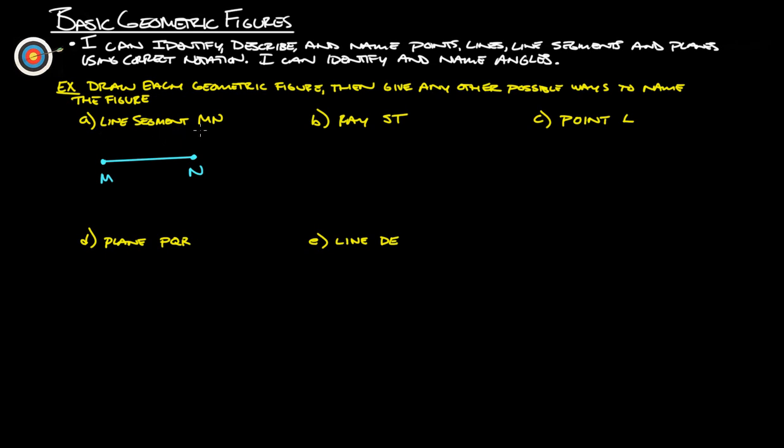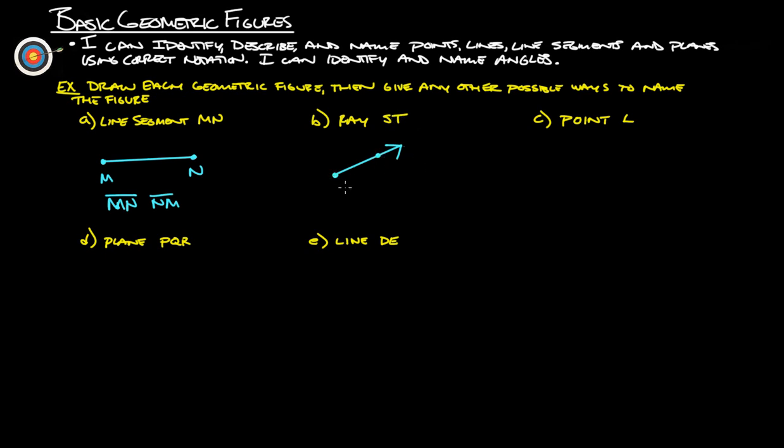And so we can name this line segment MN. So naming it, we would want to do MN, with the line segment symbol, or we could do NM, because remember the order does not matter. Okay. Ray ST. So we do this here, and we have the starting point and then any other point on there.